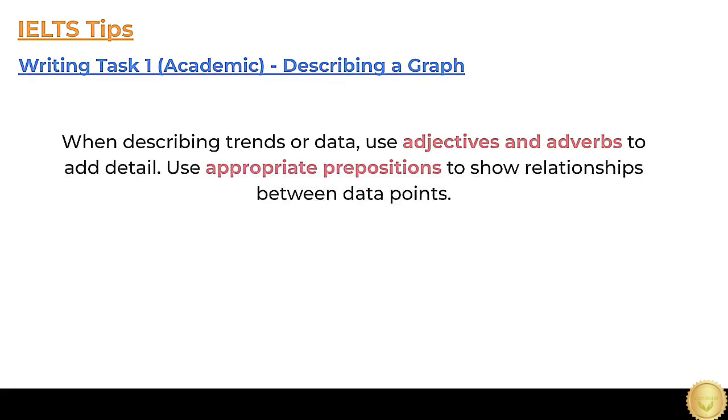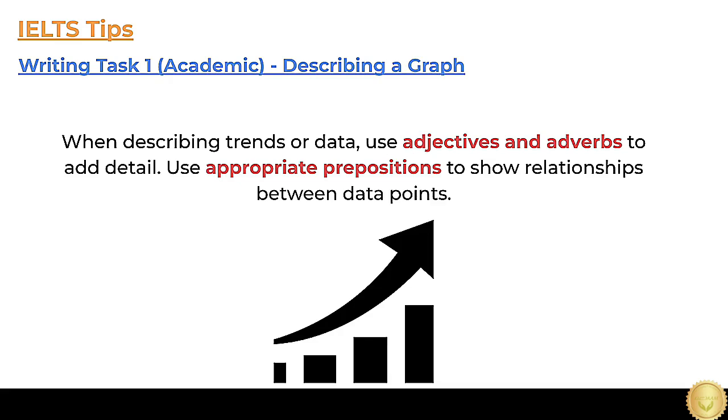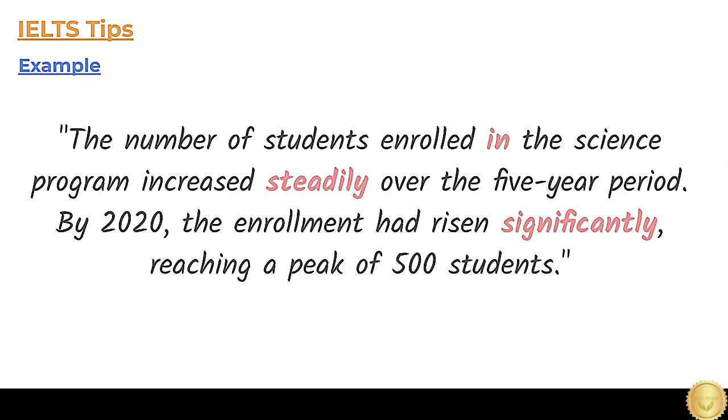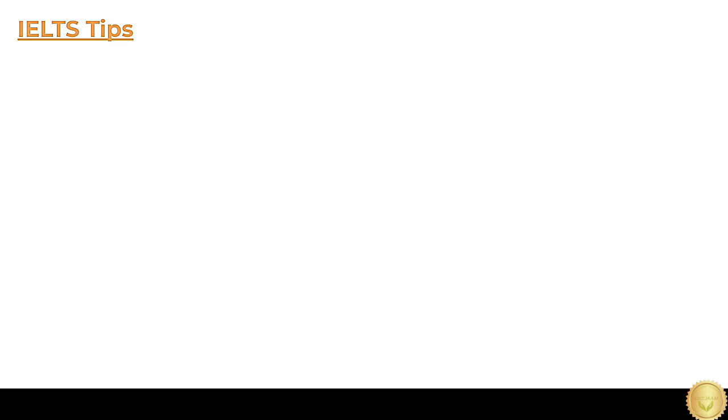If you're describing a graph, you can use adjectives and adverbs and appropriate prepositions to show the relationships as well. For example, we could have, the number of students enrolled in the science program increased steadily over the 5-year period. By 2020, the enrollment had risen significantly, reaching a peak of 500 students. So there we go, the words in red, we've got in as our preposition. Words like steadily and significantly, describing how something has happened, are adverbs. So that's really nice to use for our task 1 as well.